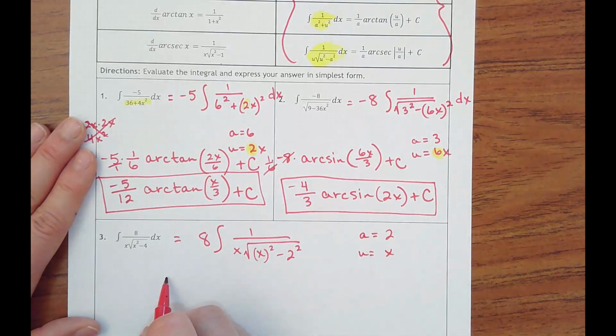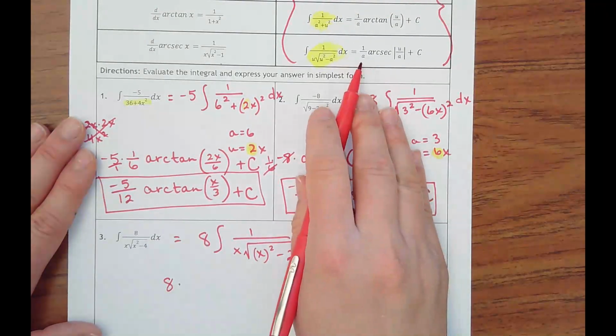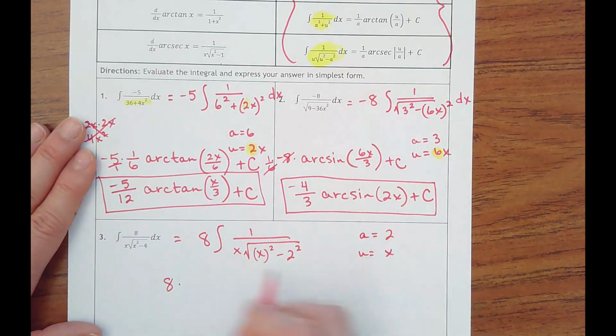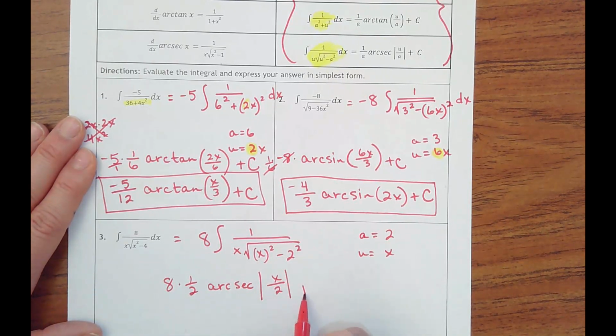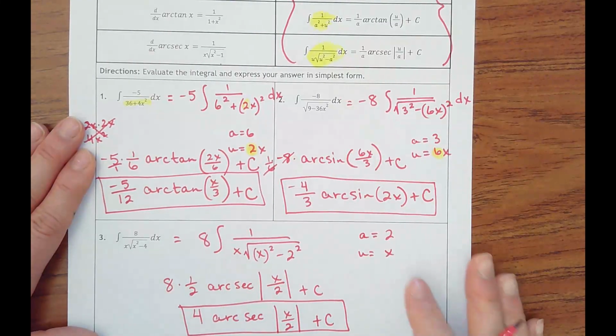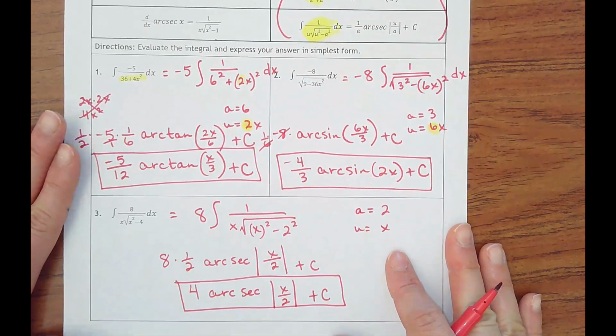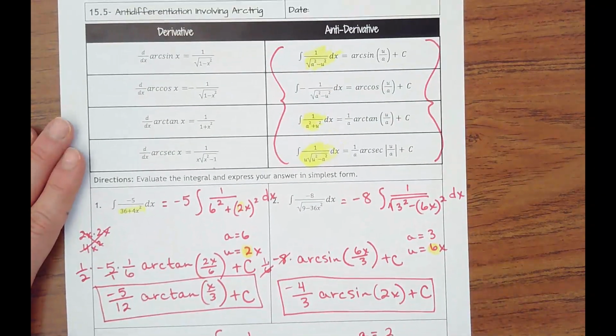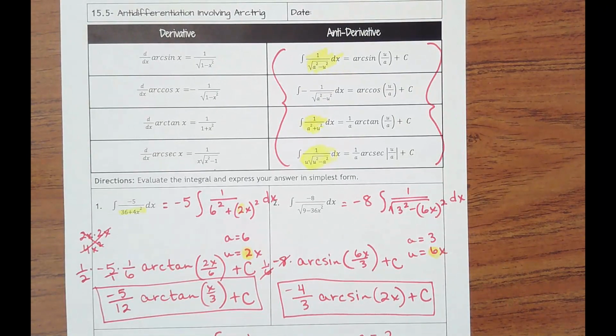So it'll go 8 times 1 over a, so 1/2, times arcsecant, the absolute value of u over a, plus c. And 1/2 of 8 would be 4. And that would be my answer. So once you have the formulas, it's not too bad. Just make sure you're simplifying and don't forget to divide by any number that's times x.